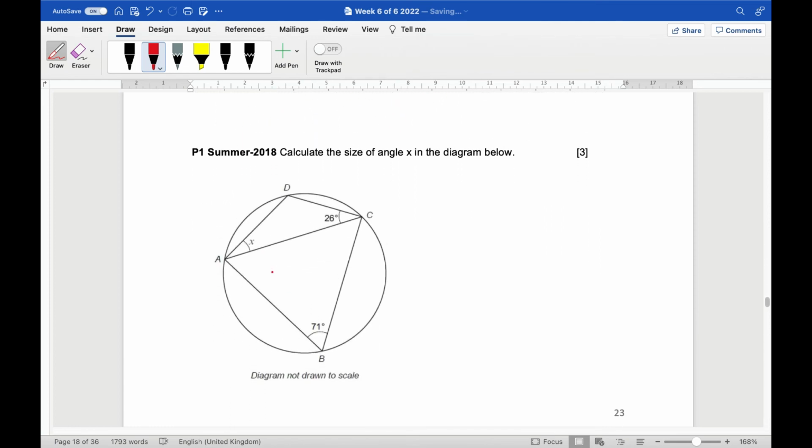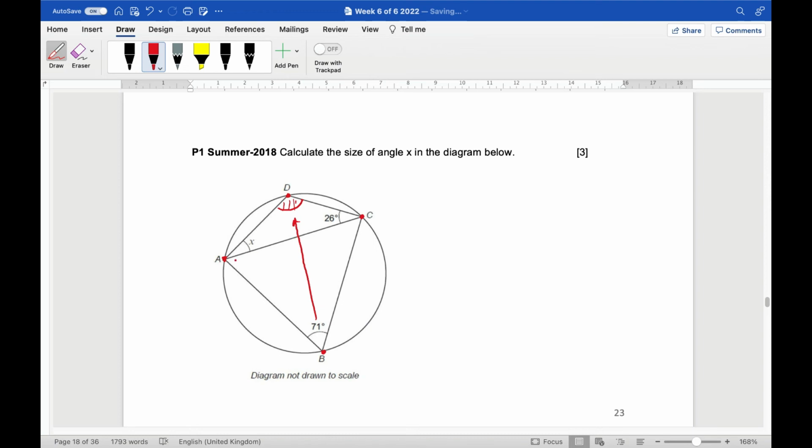In this one, what do I see? I see a cyclic quadrilateral. Joining A on the circumference, to B, to C, to D, all on the circumference. In a cyclic quadrilateral, these opposite angles add up to 180. So if you know that one's 71, you can take that away. And if you wanted a reason, you'd say angle ADC equals whatever it is, because opposite angles in a cyclic quadrilateral add up to 180.